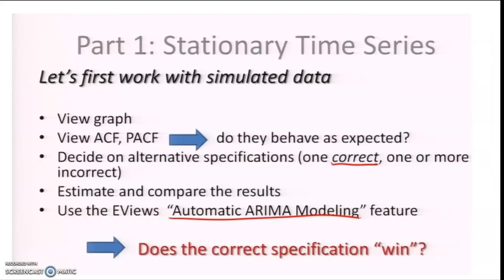And then first of all, using the simulated data, we will view the graph, and we will see how the graph of the simulated data looks like. And we will be viewing autocorrelation function and partial autocorrelation function, and we would consider whether they behave the way they are expected or not. And then we will be looking at alternative specifications, and we will estimate a number of models among which one will be correct and one or more would be incorrect, and then we will compare the results.